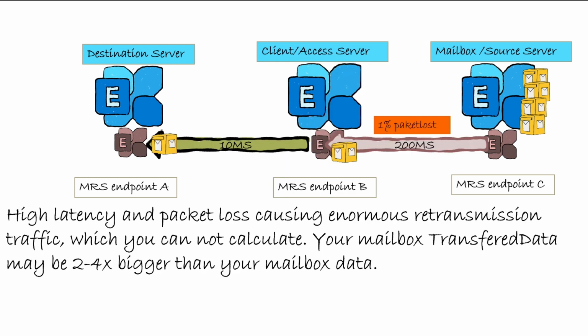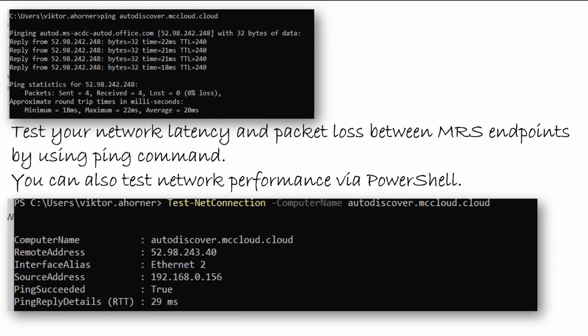High latency and packet loss cause enormous retransmission traffic, which you cannot calculate. Your mailbox transferred data may be 2 to 4 times bigger than your mailbox data. Test your network latency and packet loss between MRS endpoints by using the ping command. You can also test network performance via PowerShell.